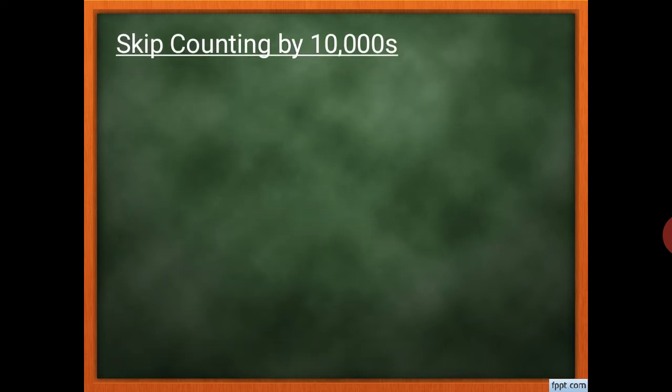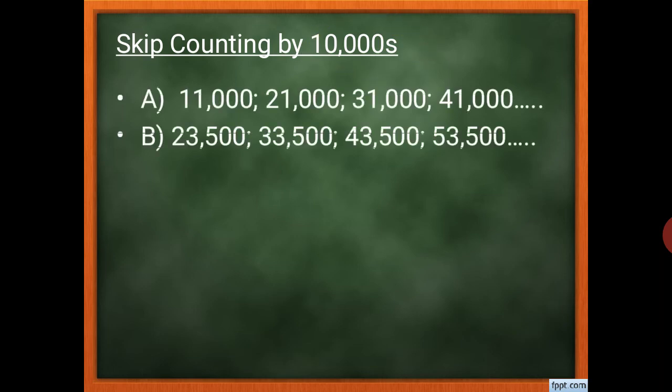Next is skip counting by 10,000. So just see these 2 examples. Here it is 11,000, then 21,000, then 31,000, then 41,000. Yes, and in the second one it is 23,500, 33,500, 43,500 and 53,500. So can you spot any pattern here?